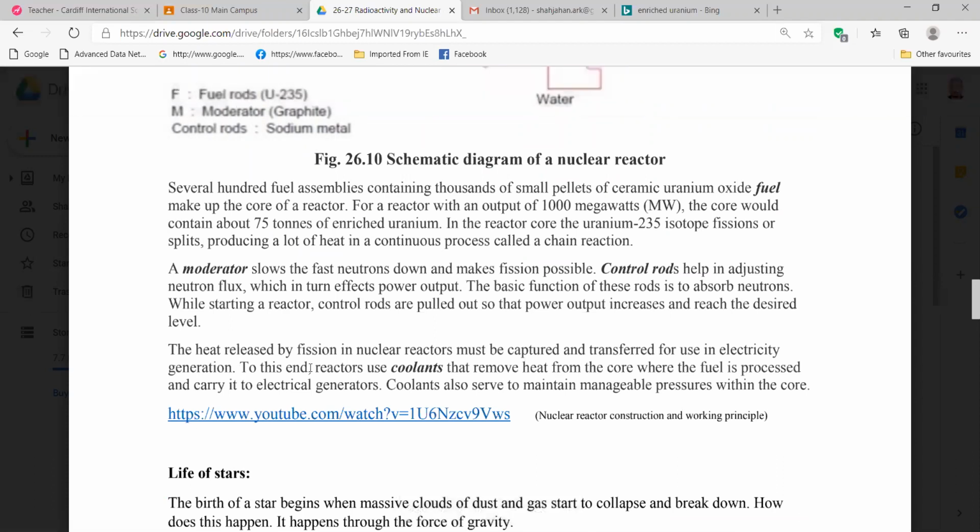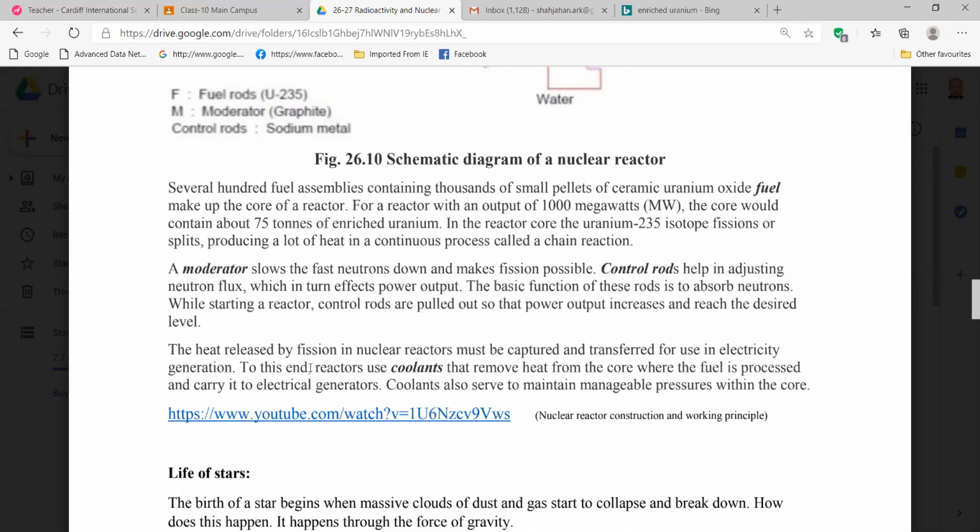The heat released by fission in nuclear reactors must be captured and transferred for use in electricity generation. To this end, reactors use coolants that remove heat from the core where the fuel is processed and carry it to the electrical generators. Coolants also serve to maintain manageable pressures within the core.